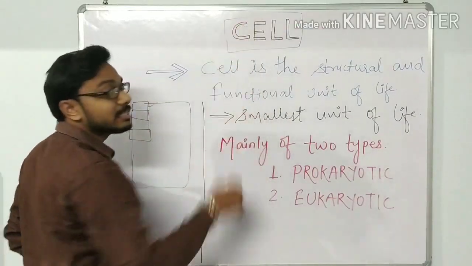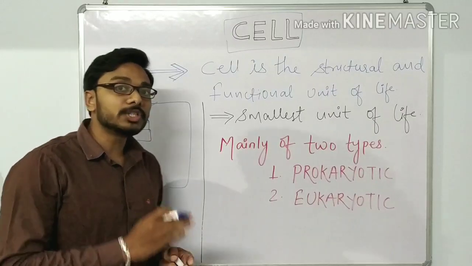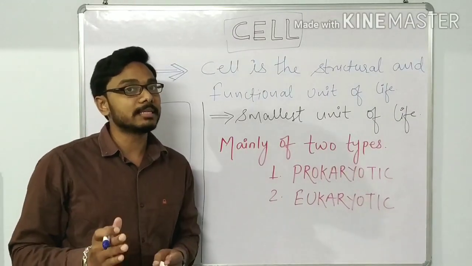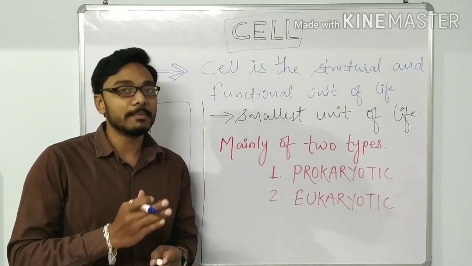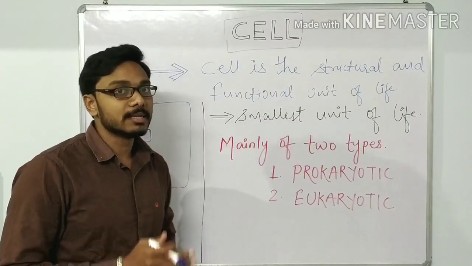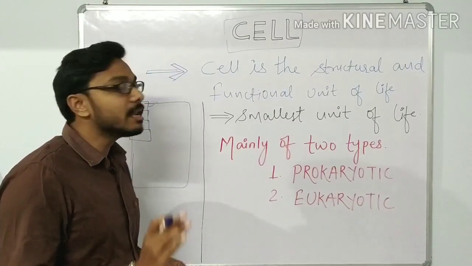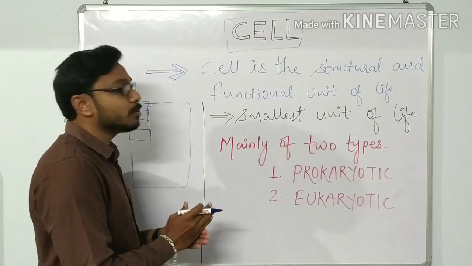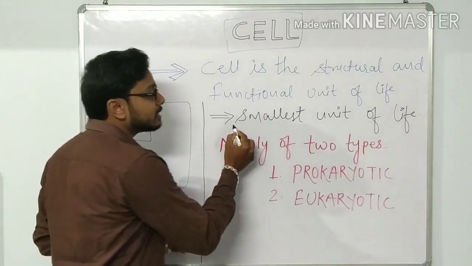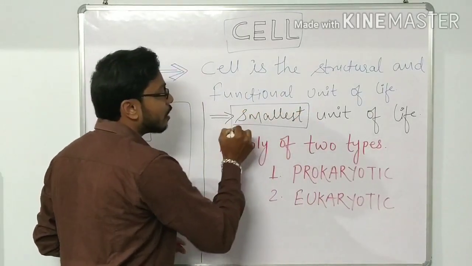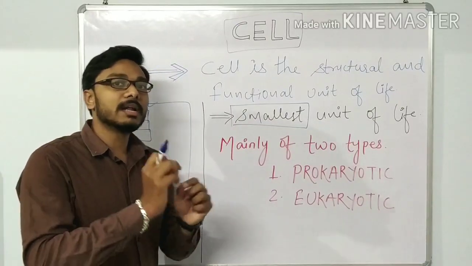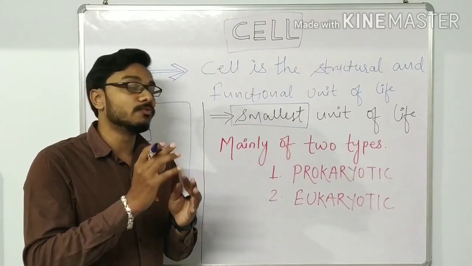So we can say a cell is that thing by which any living being is formed. It may be humans, animals, or plants. Now you understood something about the cell. A cell is a basic unit of life, or we can say it is the smallest unit of life. Many cells, one upon another, comprise to form tissue.